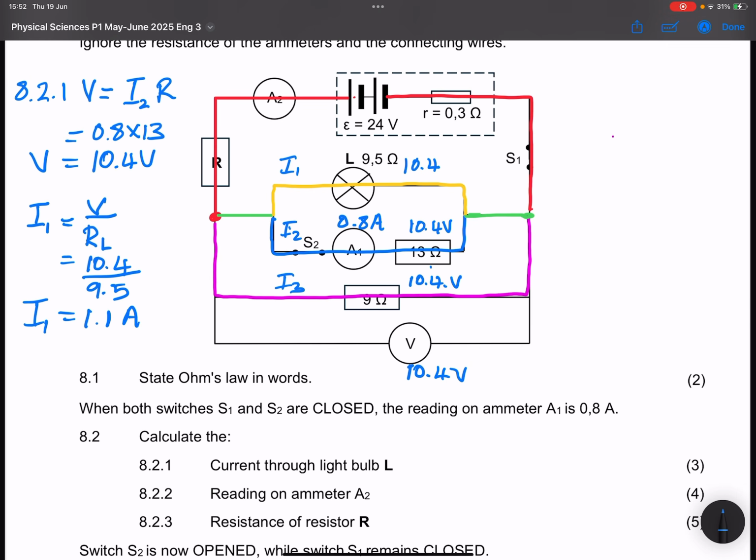All right, now, to be honest with you, they gave this 3 marks.